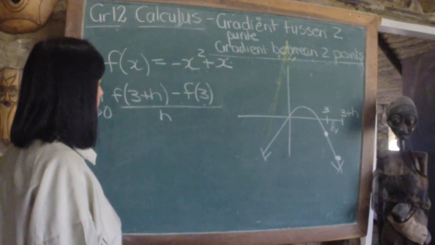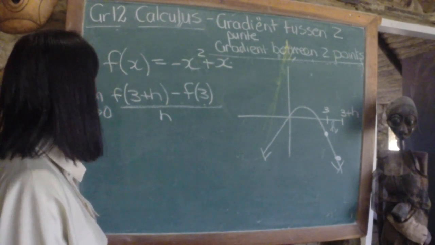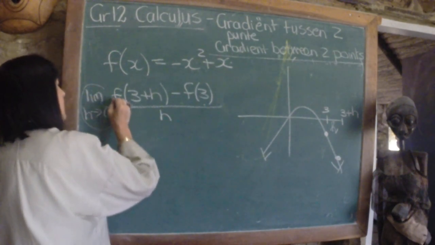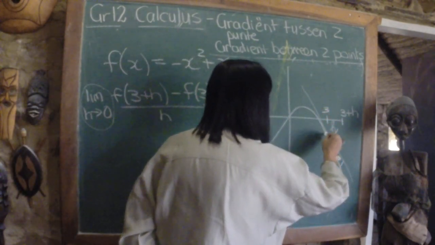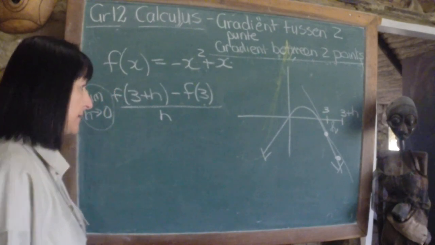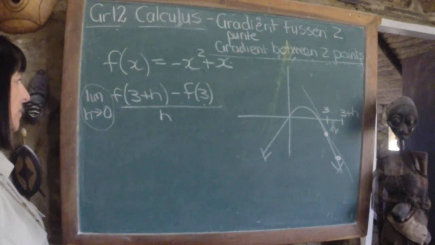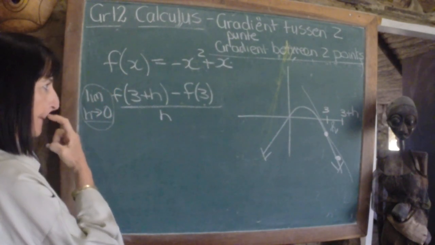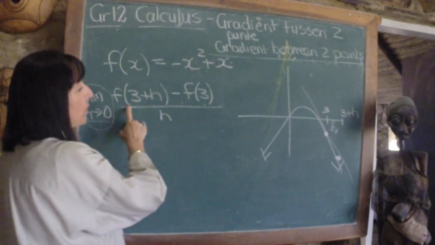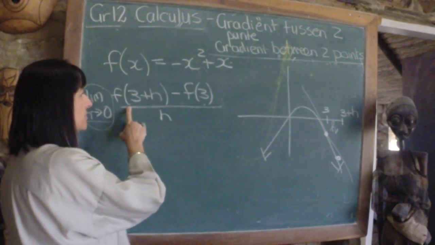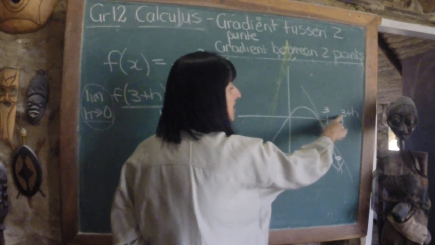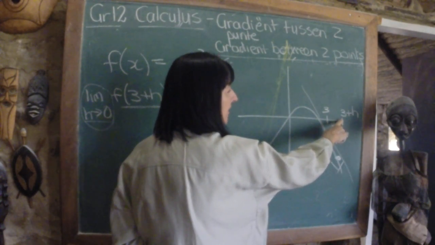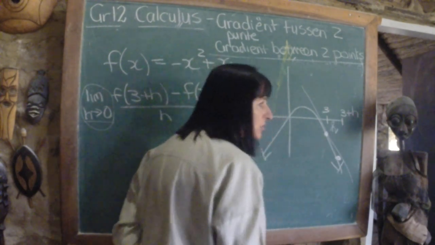So in other words, what do I want? Because the limit is in front, I actually want the gradient of the tangent where x equals 3. That's what I want to determine because of the limit. But the 2 points that I've picked, the 2 x values, are the x value 3 and then h distance from the x value 3, which is 3 plus h.